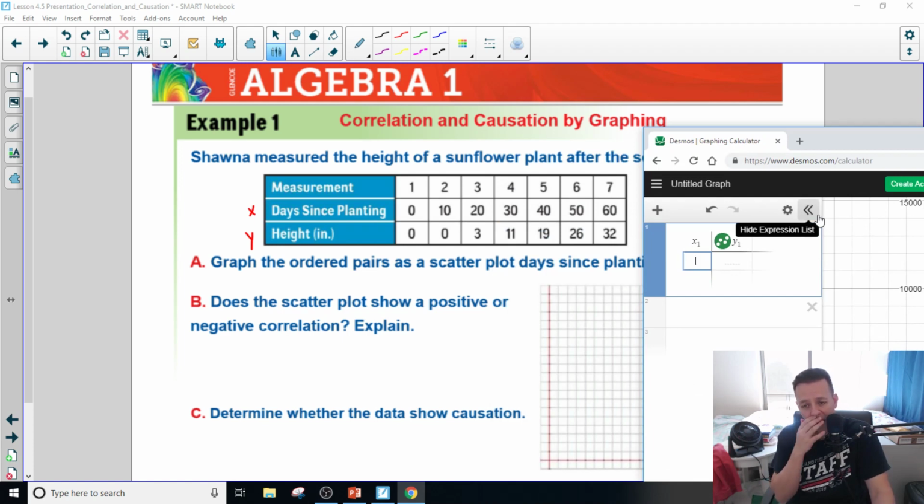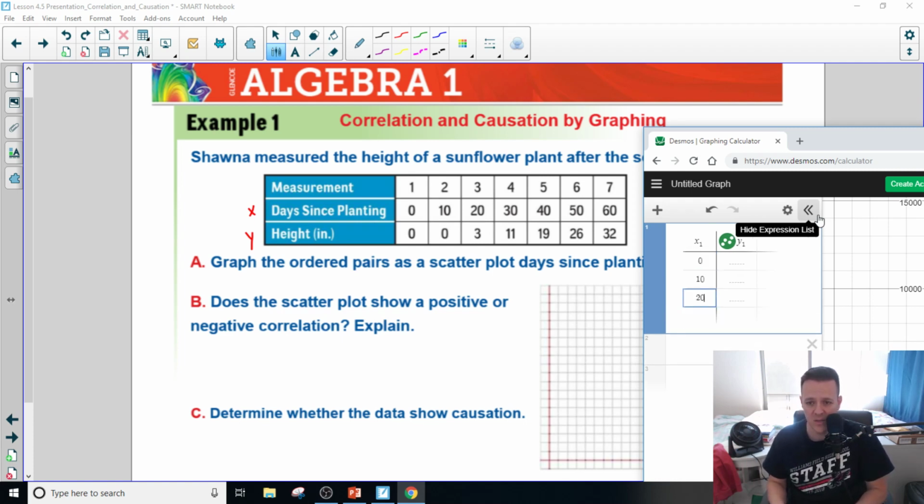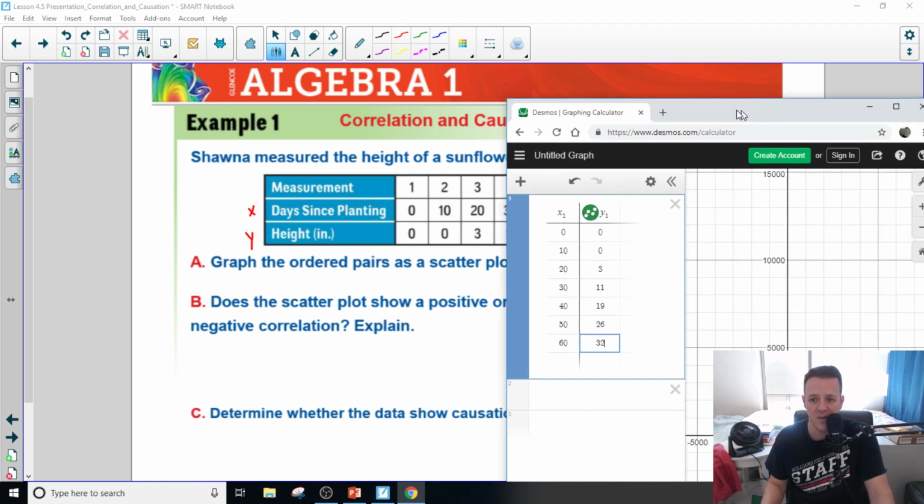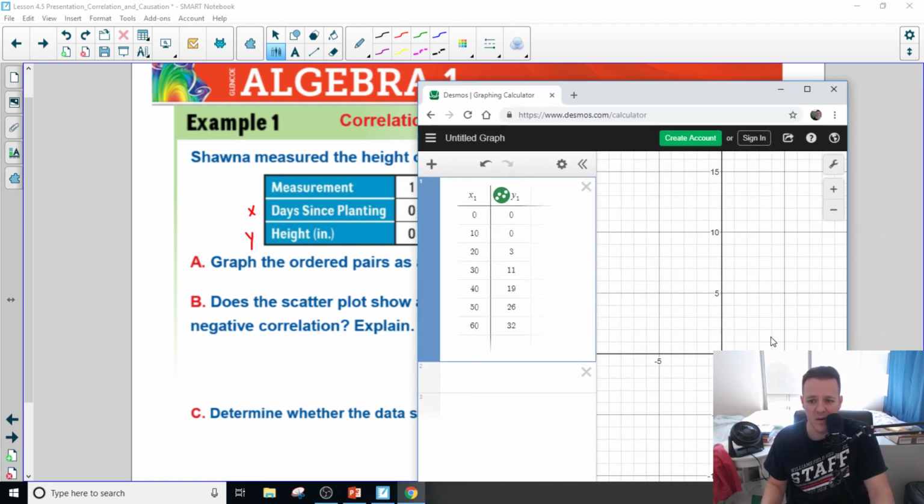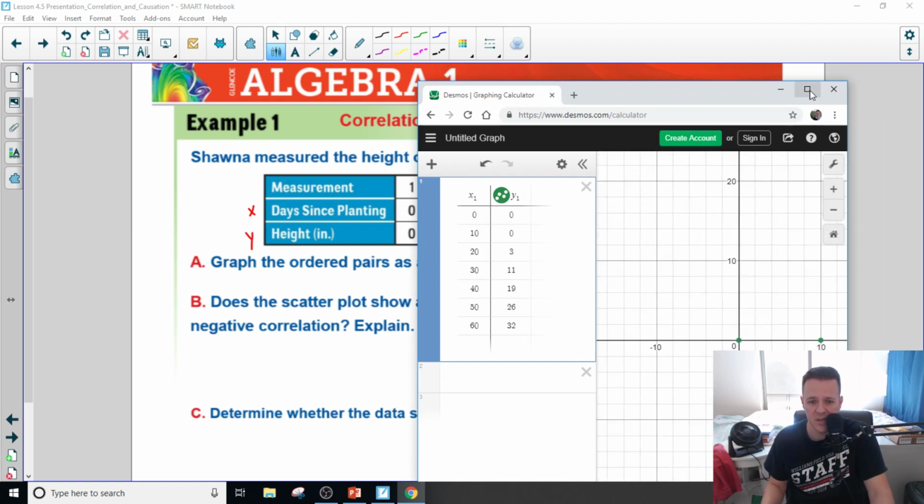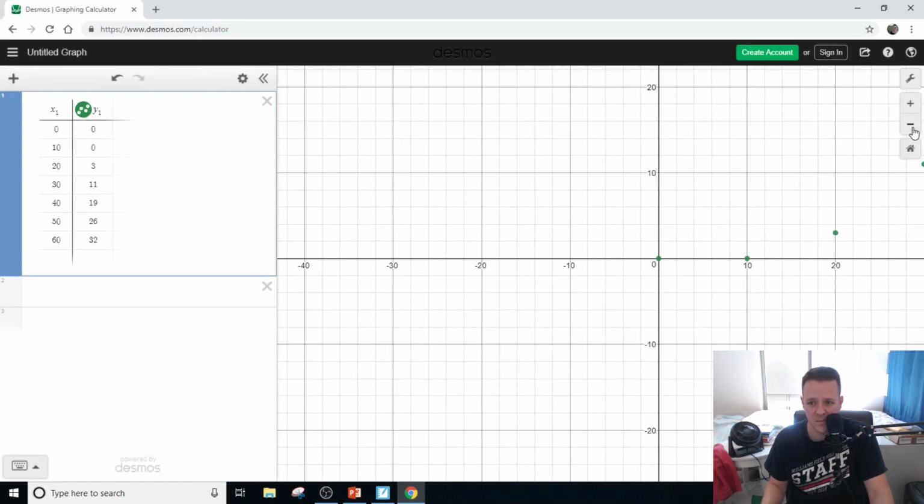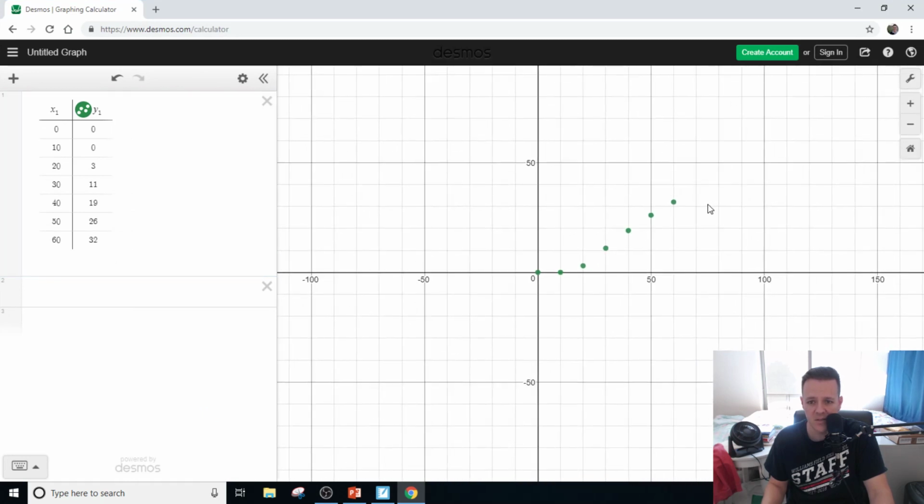When I usually enter data points, I go down vertically first. So my x values are 0, 10, 20, 30, 40, 50, 60, and then I go back up to the top, and my y values are 0, 0, 3, 11, 19, 26, and 32. Simple as that. Plot them out. Let me go home here, and then let me make this graph bigger. And there are my little dots that you can see.